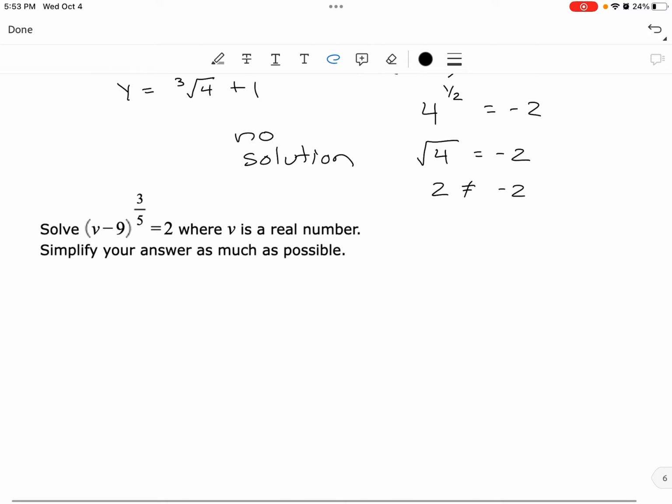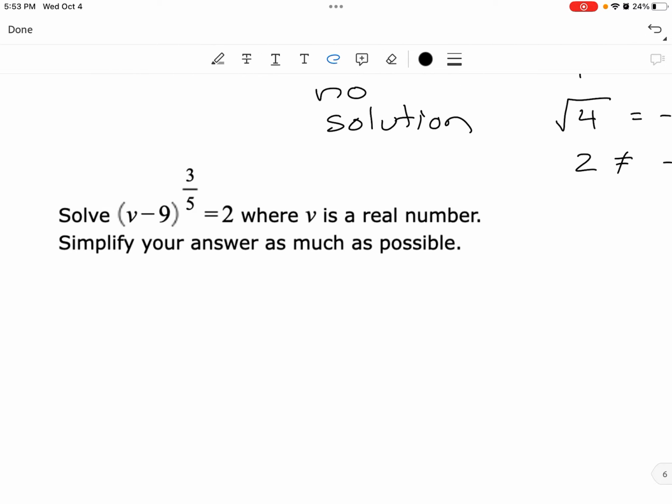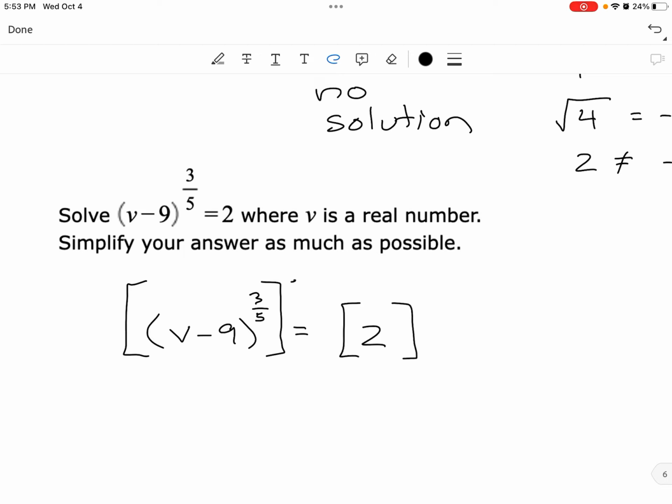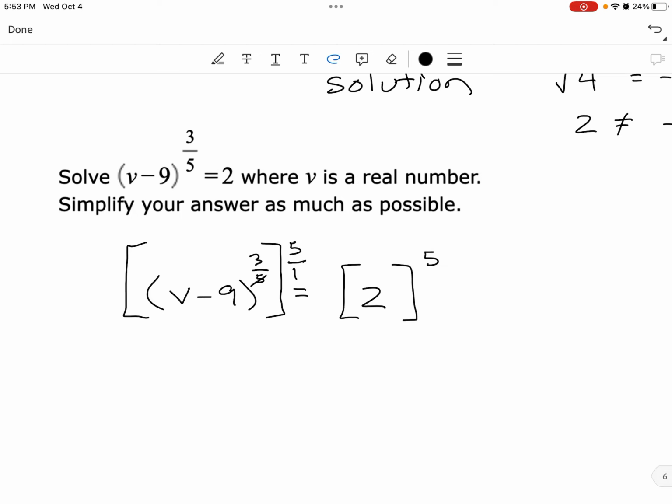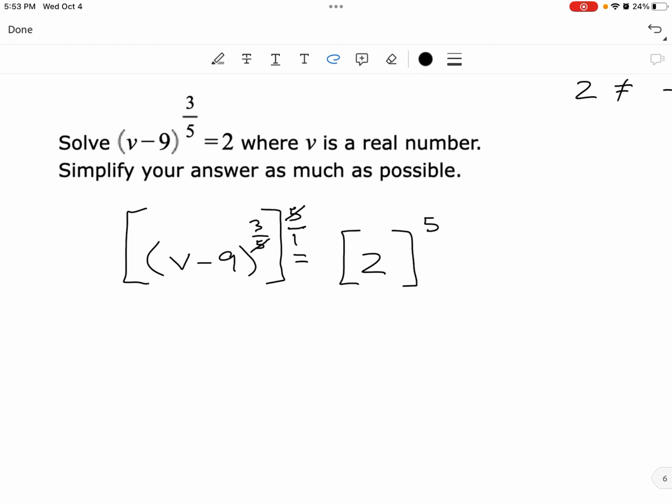All right, last one. Again, we'll take the same idea that we just had a moment ago, where we've got 3/5 as our exponent. To start getting rid of this, we take the entire left side, and we do the same thing to the right side, and raise it to the power of 5. Again, it helps to see that as over 1. But notice that the 5 and the 5 will divide out, which will leave us with just a 3.